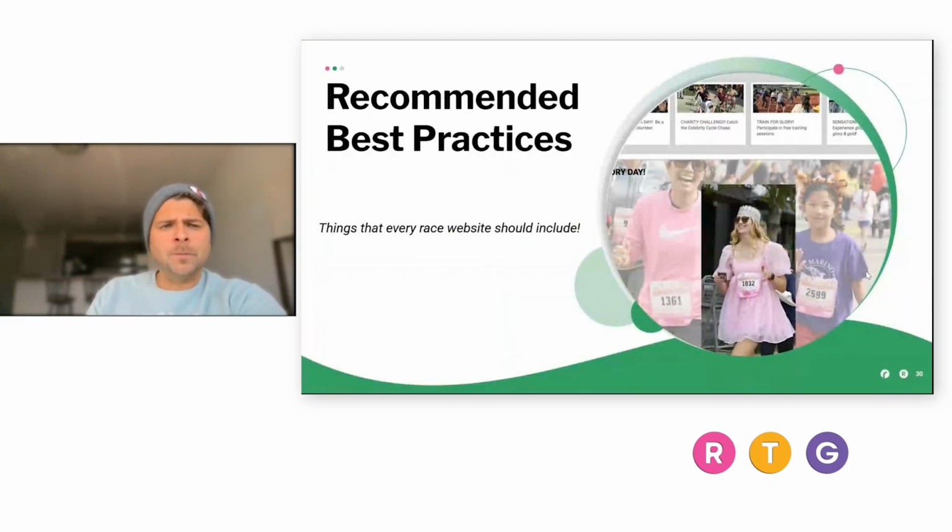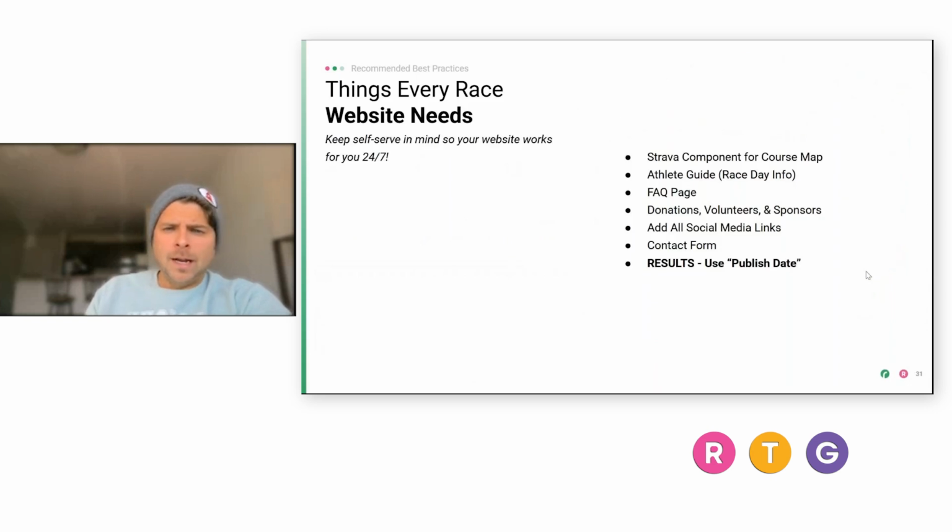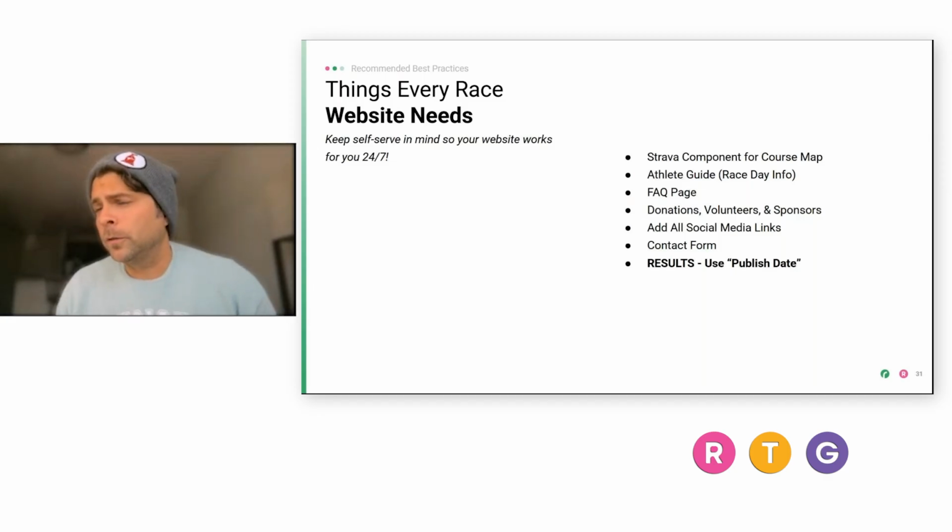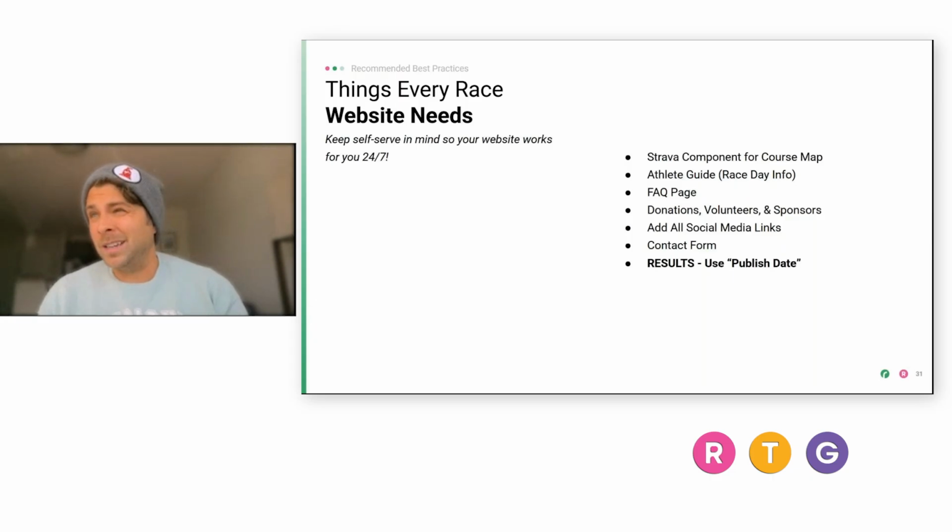So some recommended best practices. Strava component for a course map. Give people the course map. They always want to know where they're going to run. That's more than just a flat image. That's something that they can take to an external app. That's something they can put on their phones, on their GPS watches. That's something that I think is pretty helpful to answer a lot of questions.